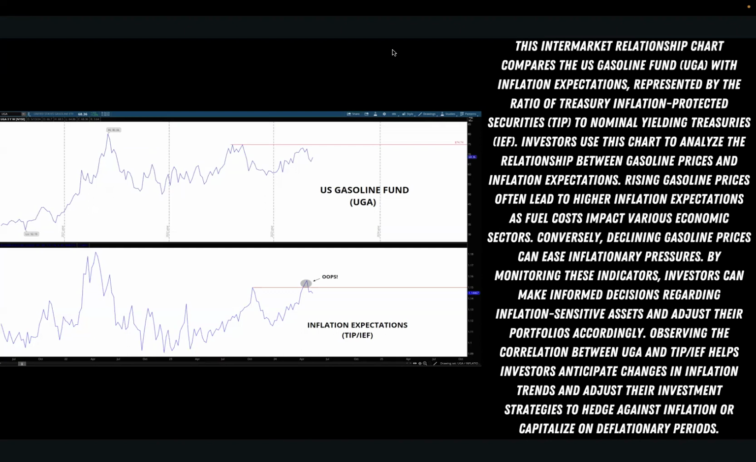Investors use this chart to analyze the relationship between gasoline prices and inflation expectations. Rising gasoline prices often lead to higher inflation expectations as fuel costs impact various economic sectors. Conversely, declining gasoline prices can ease inflationary pressures. By monitoring these indicators, investors can make informed decisions regarding inflation-sensitive assets and adjust their portfolios accordingly. Observing the correlation between UGA and the TIP-IEF ratio helps investors anticipate changes in inflation trends and adjust their investment strategies to hedge against inflation or capitalize on deflationary periods.